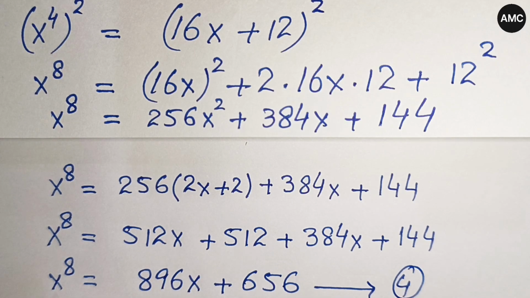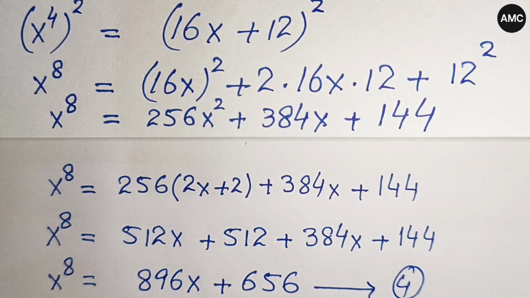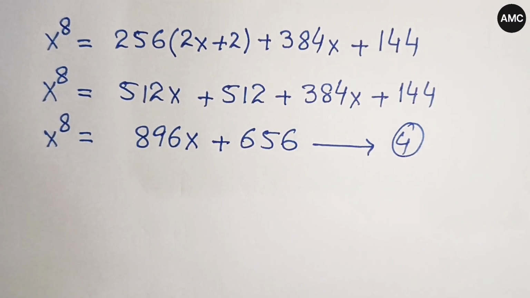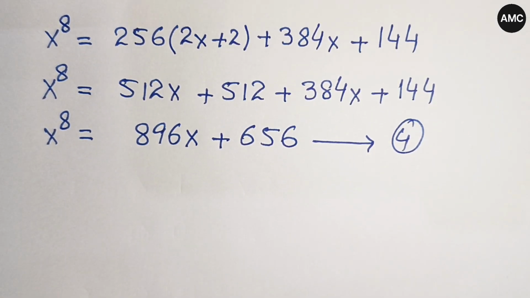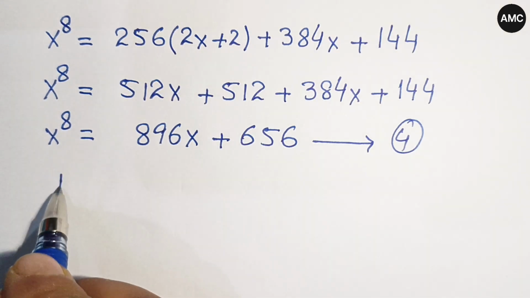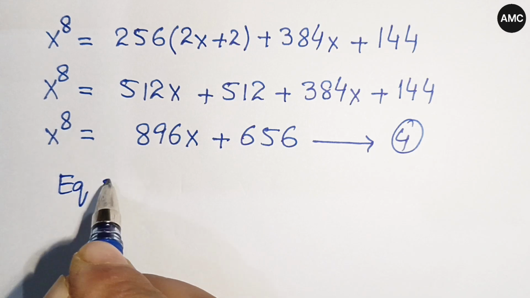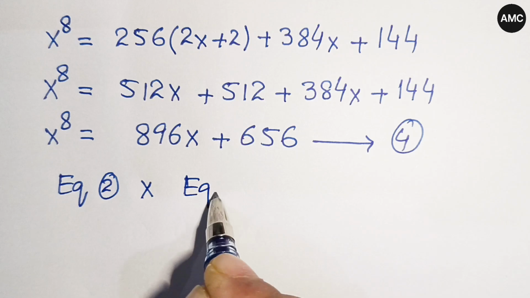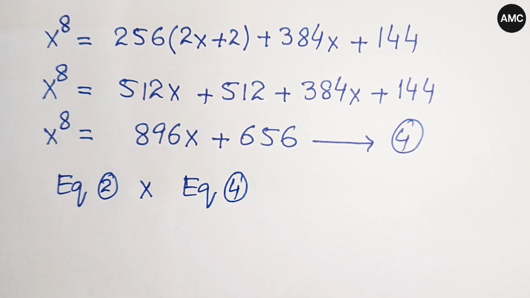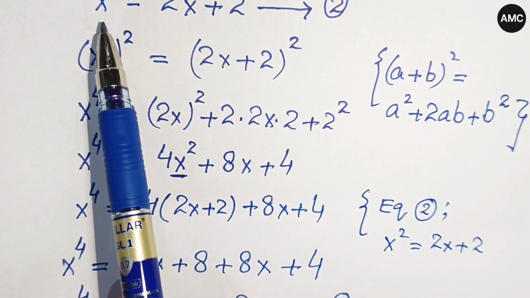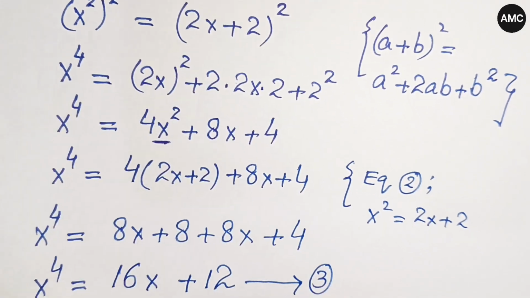Now we have found x to the power 8, and we also have from equation 2, that is x squared. So if we multiply x squared and x to the power 8, we get x to the power 10. This is what we have to prove, that is multiplying equation number 2 with equation number 4. Here we have our left hand side of equation 2, it is x squared, and right hand side is 2x plus 2.